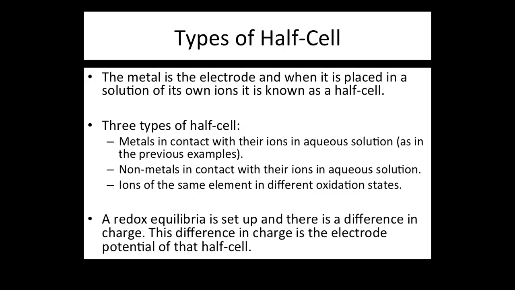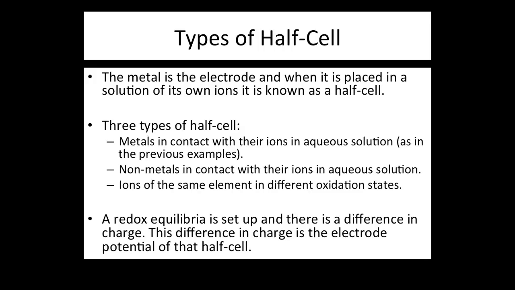A half cell is made when a metal is placed in a solution of its own ions. There are 3 different types of simple half cells that you need to know about. Number 1, metals in contact with their own ions in aqueous solution, as we've just seen in the examples before. Number 2, non-metals in contact with their ions in aqueous solution. And number 3, ions of the same element in different oxidation states.